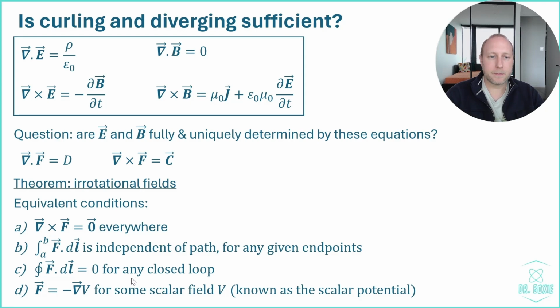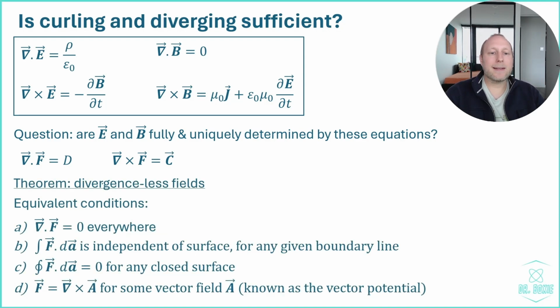Similarly, if we know that the divergence of the field is zero everywhere, then given some boundary line, the surface integral of that field over that surface is independent of what the surface is, but only depends on what the boundary line is. Equivalently, for any closed surface, the closed surface integral will be zero. And most importantly for us, if the divergence of the field is zero everywhere, then the field can be written as the curl of some vector field A, and that A is then known as the vector potential. So if the divergence is zero, the field can be written as the curl of something, and if the curl is zero, the field can be written as the gradient of something.